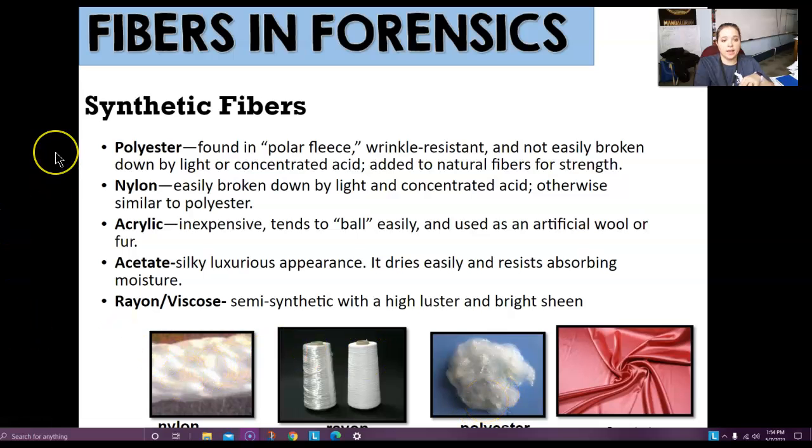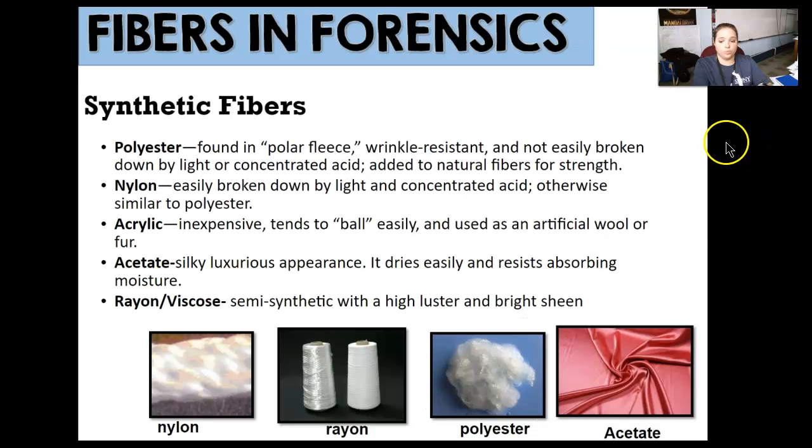Here's some nylon. It's easily broken down by light and concentrated acid, so not that great. Otherwise, it's very similar to polyester. You've got acrylic. It tends to ball easily, used in artificial wool or fur. We don't have any acrylic right here, but we do have acetate. This is kind of silky-ish. Dries easily, resists absorbing moisture. Rayon or viscose is semi-synthetic with a high luster and bright sheen. And as you can see, like yarn.